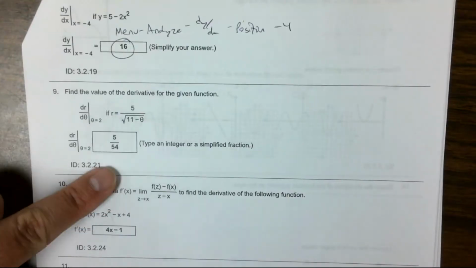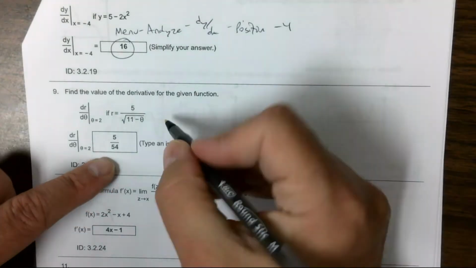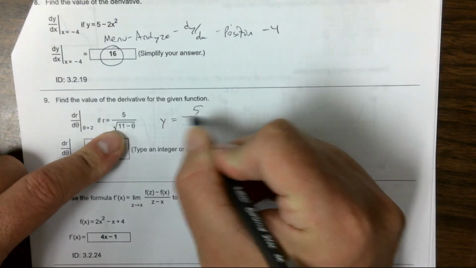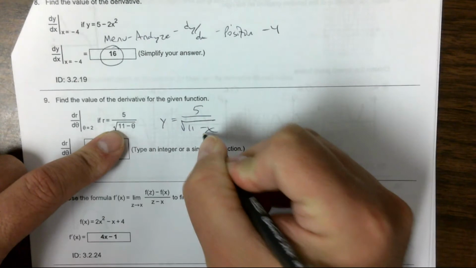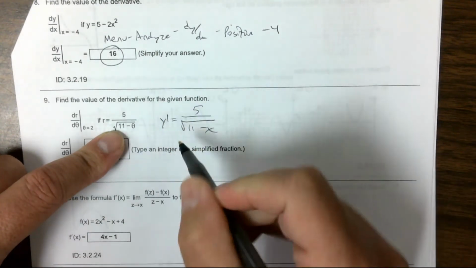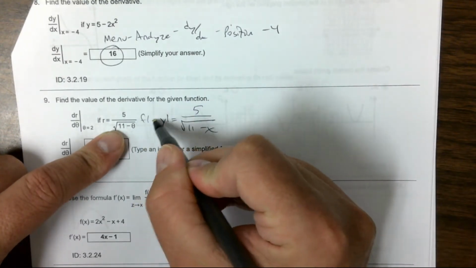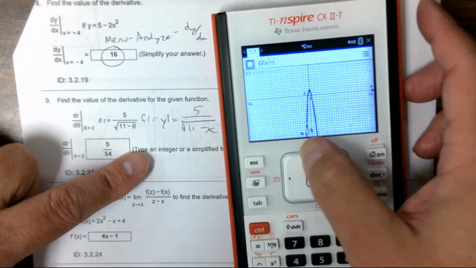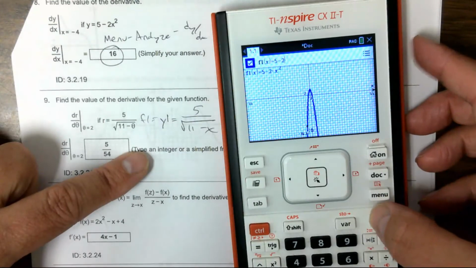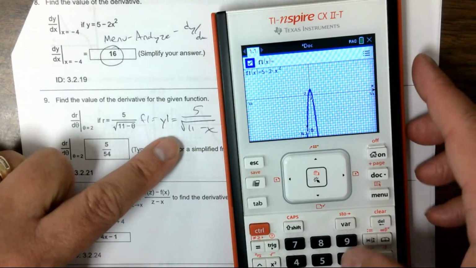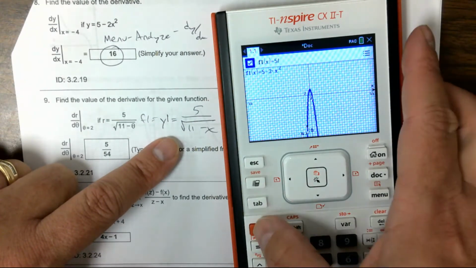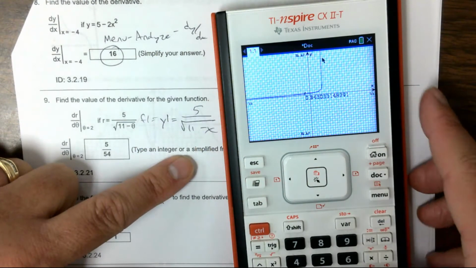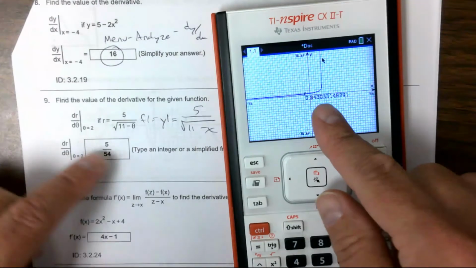So same thing here, except for make sure you use y and x. Or y1, f1, whatever. It's all the same. 5 divided by the square root 11 minus x. So there it is, and we want to use position 2.